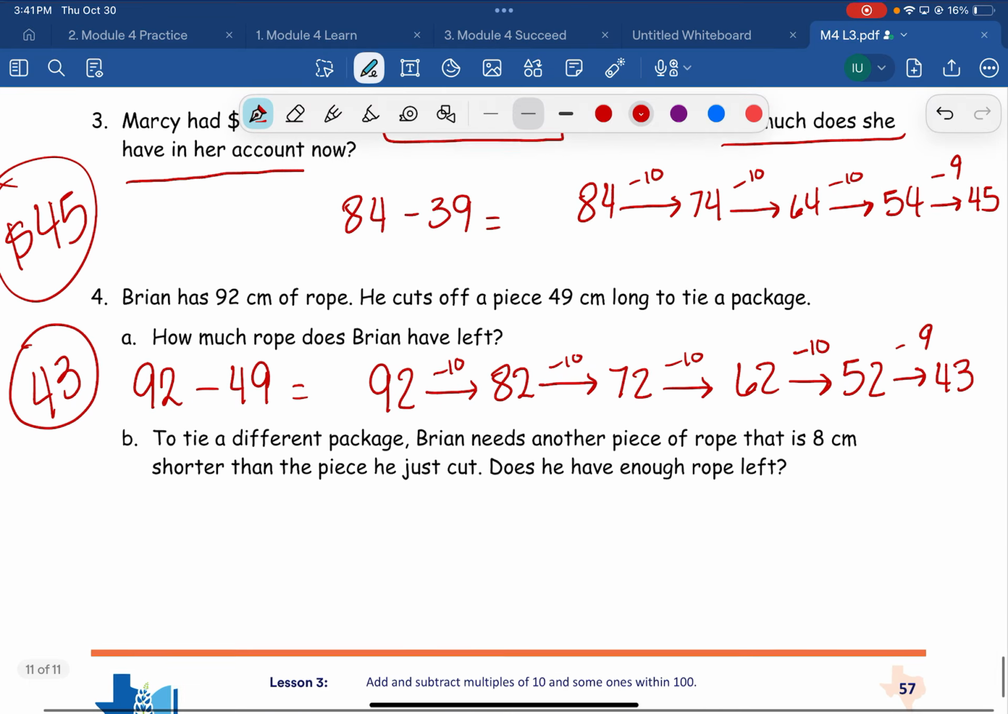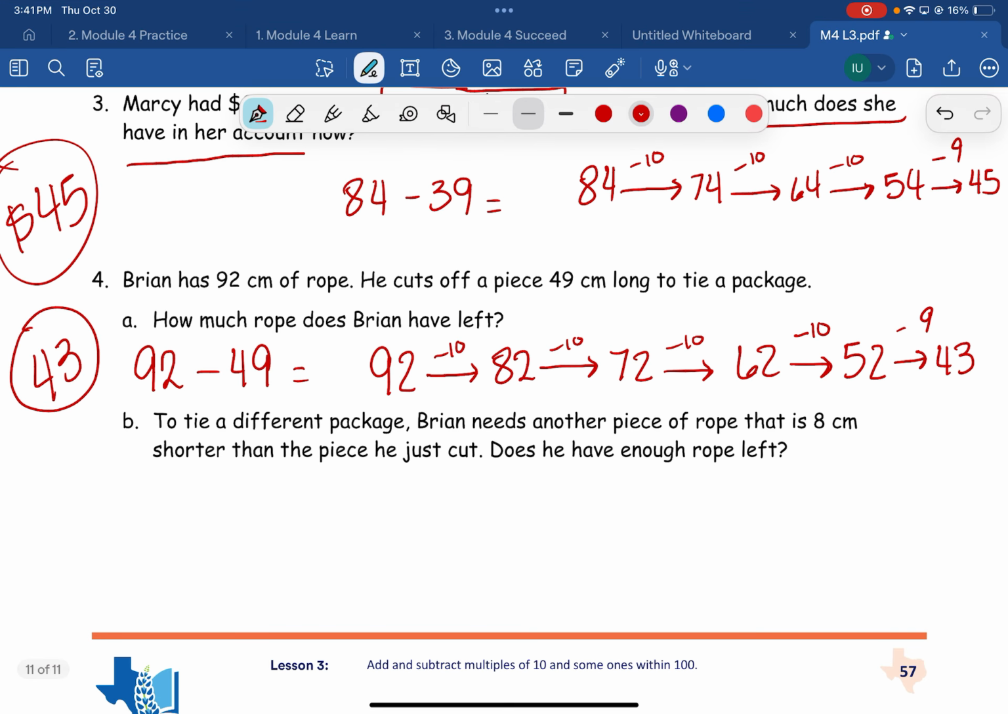Okay. Let me put centimeters. Is it centimeters? Yes, it is. I'm going to put cm, okay, for centimeters. To tie a different package, Brian needs another piece of rope that is 8 centimeters shorter than the one he just cut. Does he have enough rope left?